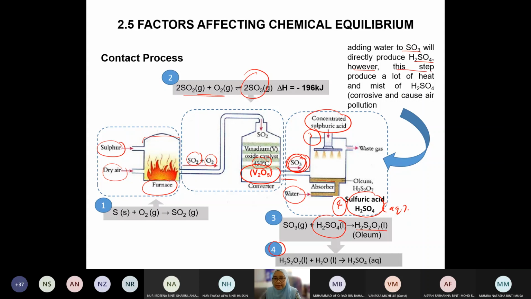This is why. This step, however, produces a lot of heat and mist of H2SO4, which is very corrosive and causes air pollution. This is in terms of safety. Even though it is more direct to produce from SO3, just reacting with water, it is very dangerous. They produce a lot of heat. It is very hot. Do you see how much it releases? Negative 196 kilojoules per mole.